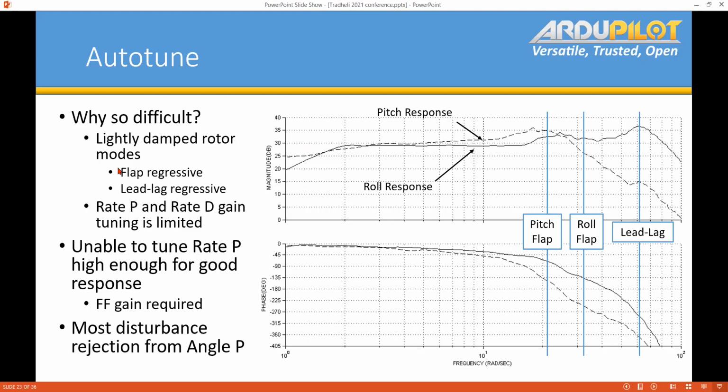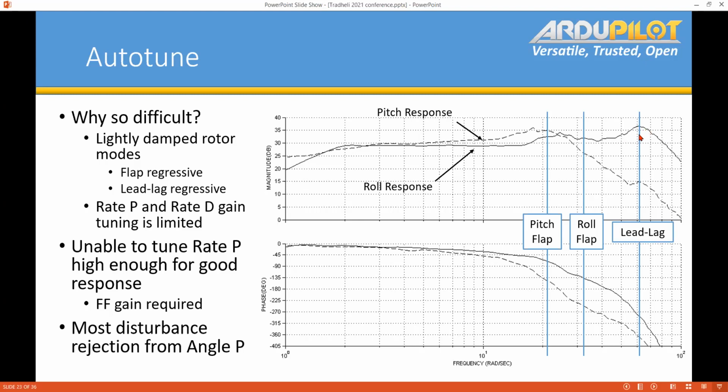So why is it so difficult? Lightly damped rotor modes, right? We have this flap regressive mode that's sitting right here. And when you see this peak in the Bode plot here in the gain, that essentially is indicating a lightly damped mode. And as this peak grows, that means that the mode's getting more unstable. And so this is your flap regressive, and then back out here, and this is the roll response. This is your lead lag regressive, right? You can see that peak out here.